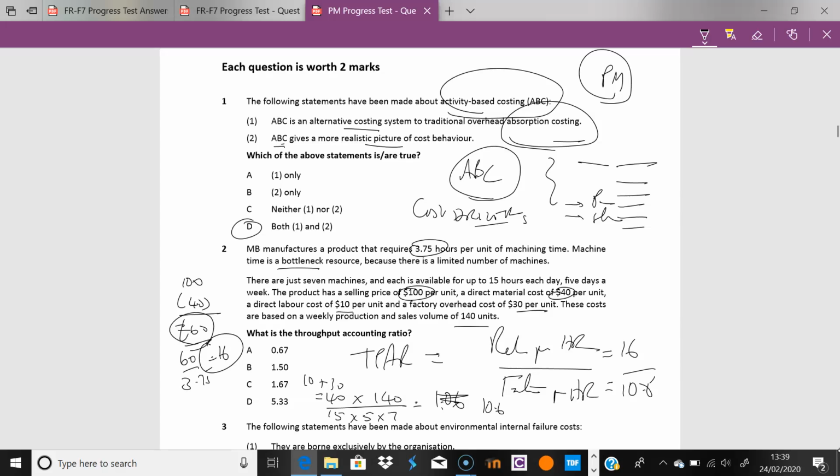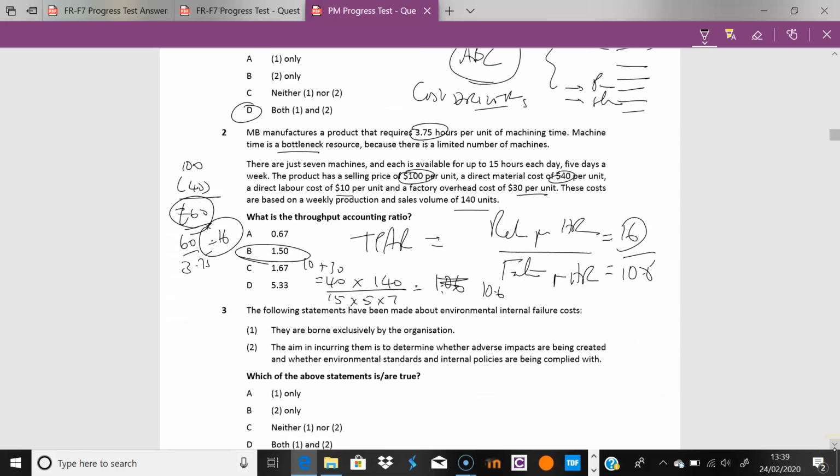I have my return, if you like, per hour. So 16 divided by 10.6 brings me to 1.50. So this is favorable. This is a favorable throughput. If you like, every hour the ratio of my return to my factory cost is almost like £1.50 to 1. So that's worth it.